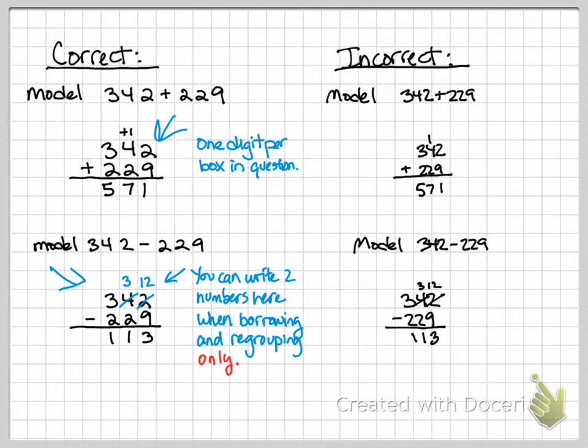In the subtraction question, I cannot take 9 from 2, so I borrow and regroup. This 4 becomes a 3, and that 2 becomes a 12. Only then is it okay to write two digits in a box, and the reason for that is so that you can see clearly how you borrowed and regrouped. Then it becomes 12 minus 9 is 3, 3 minus 2 is 1, 3 minus 2 is 1, giving you the answer of 113. I also use different colors to model when borrowing and regrouping occurs, especially with subtraction. I'm not going to ask you to do that, but if it helps you to see the patterns, by all means, you're more than welcome to do that.